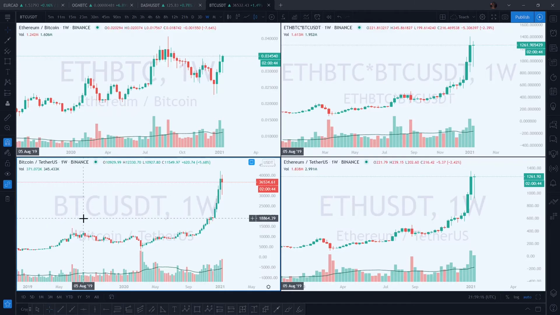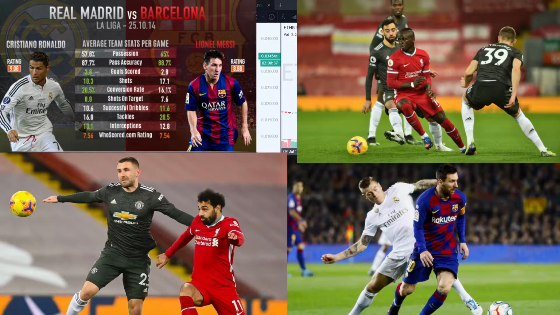Now, what happens when you play two very top teams or two very strong teams? Assuming we have Barcelona playing Real Madrid, or we have Liverpool playing Manchester United, as these two are at the top of the table at this very moment, what could be the likely outcome of these matches?